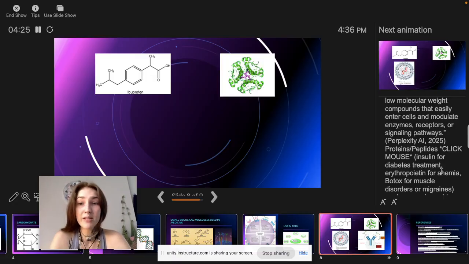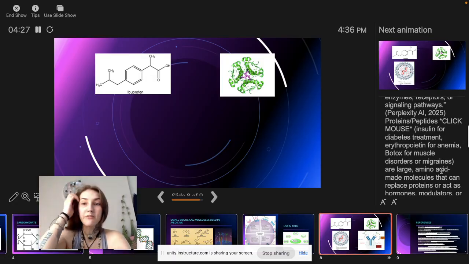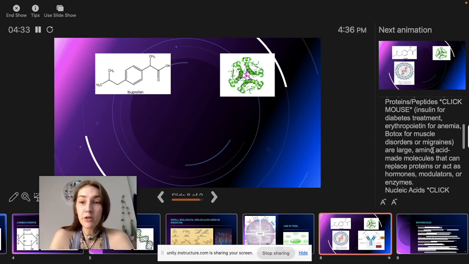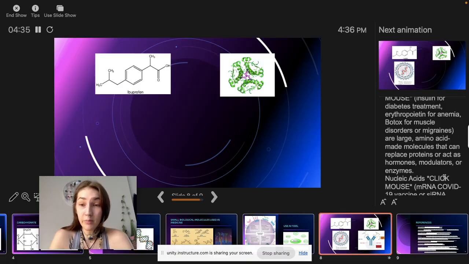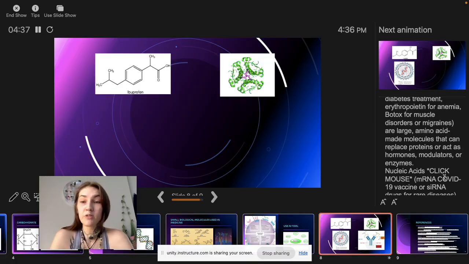Next are proteins and peptides. Insulin for diabetes treatments, Botox for muscle disorders or migraines. They are large amino acid made molecules that can replace proteins or act as hormones, modulators, or enzymes.